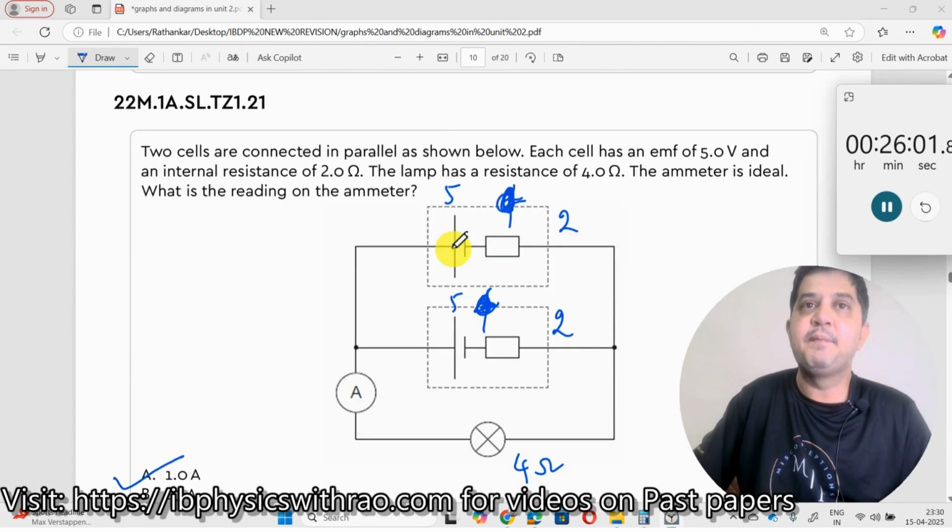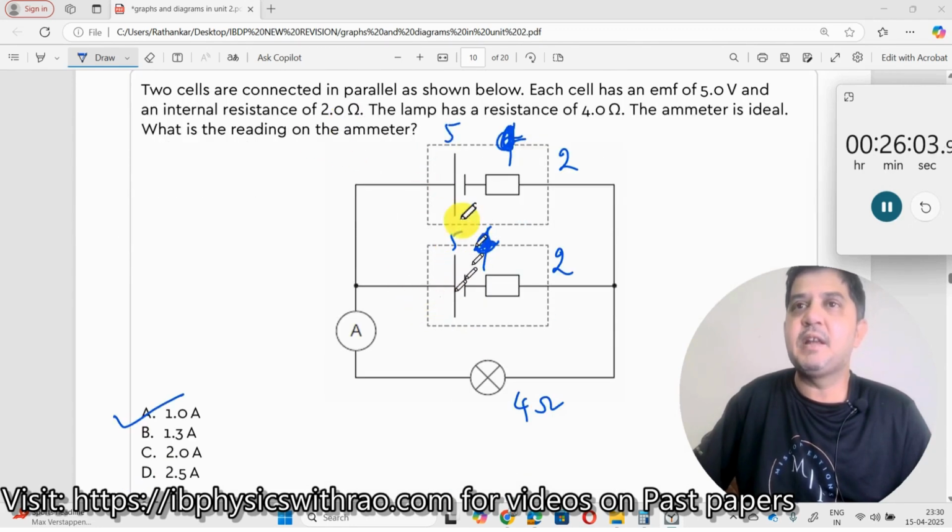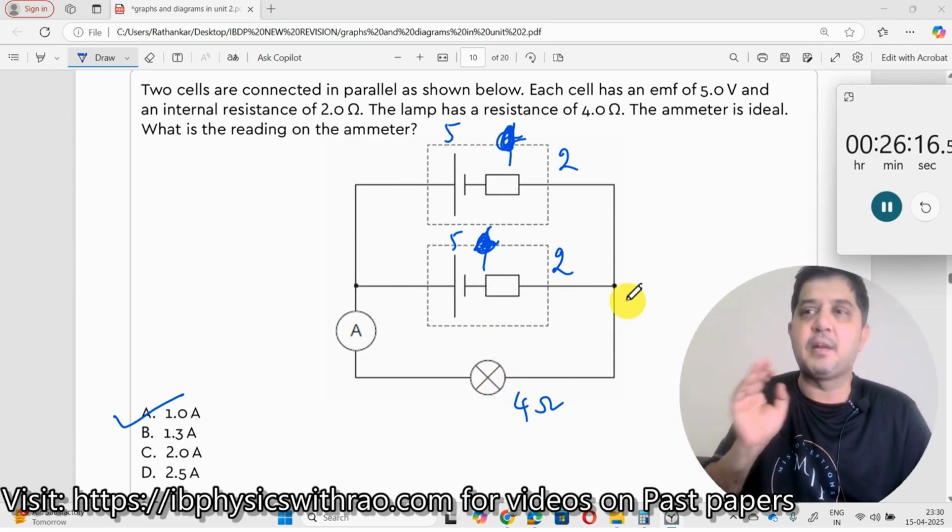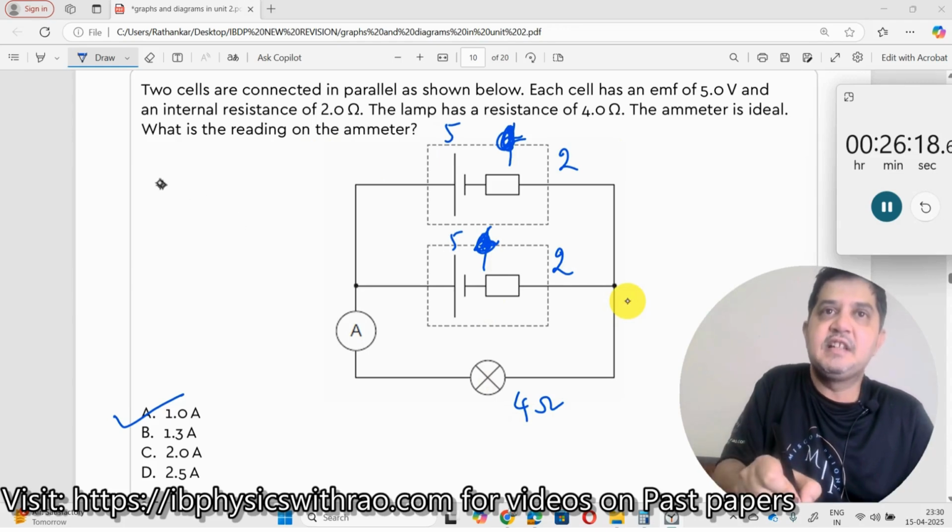Next. Two cells are connected in parallel, as shown. Each cell has an EMF 5 volt, internal resistance of 2 ohms, and the external lamp has a resistance of 4 ohms. Ammeter is ideal. What is the reading of the ammeter? See, there is a general formula for solving such problems, which I will tell you.